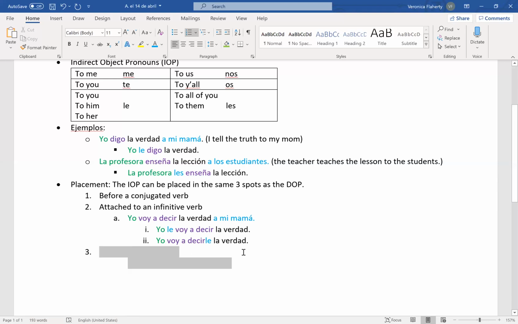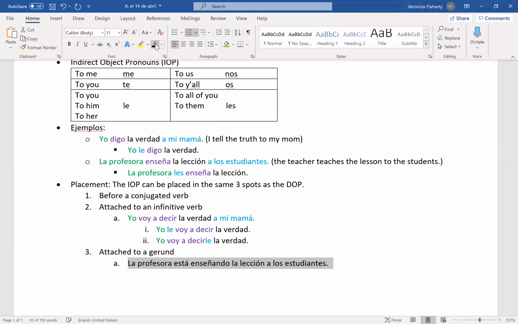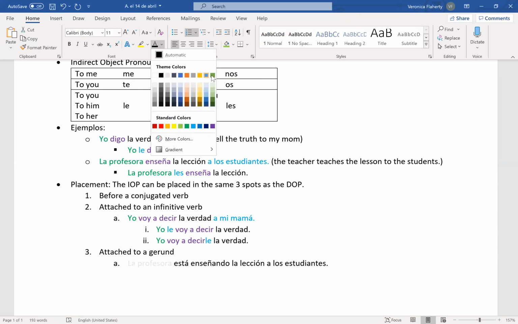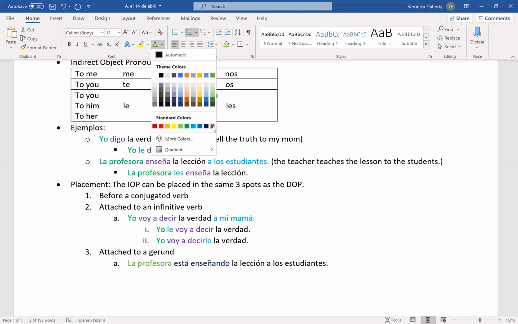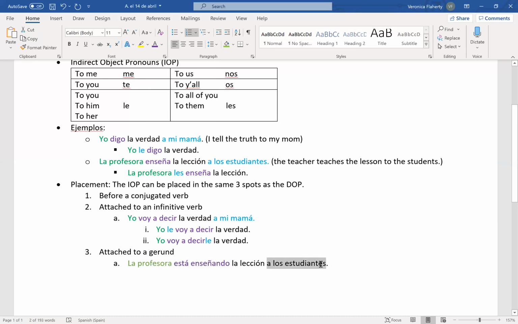So, as Jenny said before, we can also attach it to the end of a gerund. So instead of saying the teacher teaches the lesson to the students, we're going to say the teacher is teaching the lesson to the students, where la profesora is our subject and está enseñando is our verb phrase, and a los estudiantes is our indirect object.